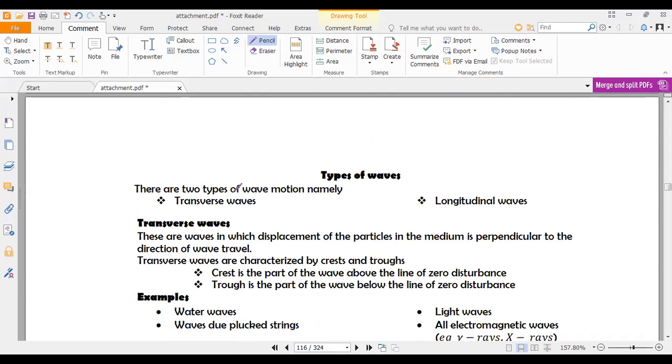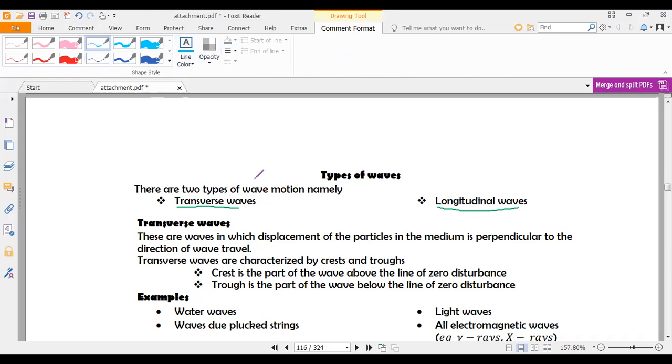So if you look at the types of waves, we have what we call the transverse waves, and we also have the longitudinal waves under the category of the types of waves. So the transverse waves are the waves in which the displacement of the particles in the medium is perpendicular to the direction of the wave. The displacement of the particles is perpendicular to the direction of the wave travel.